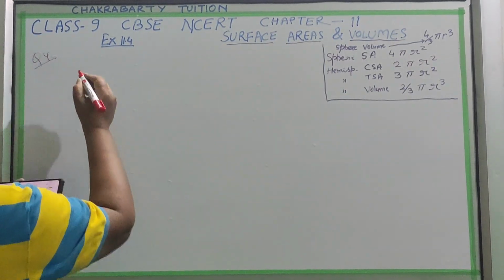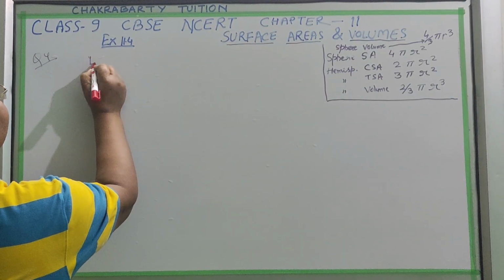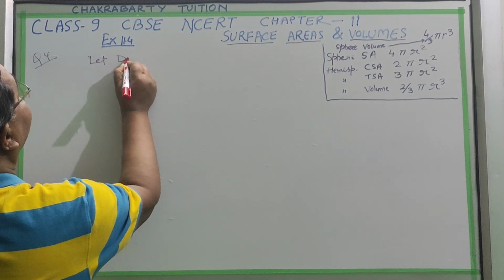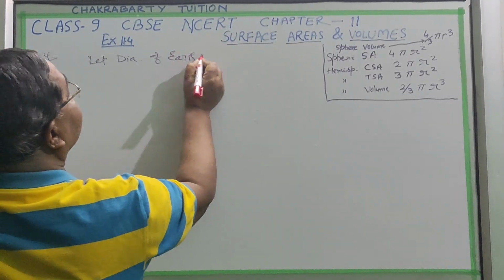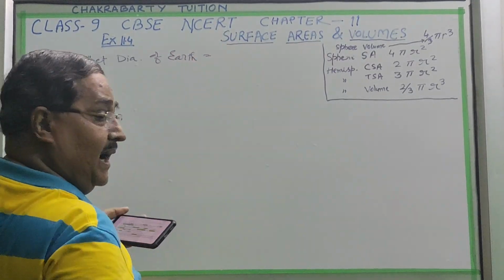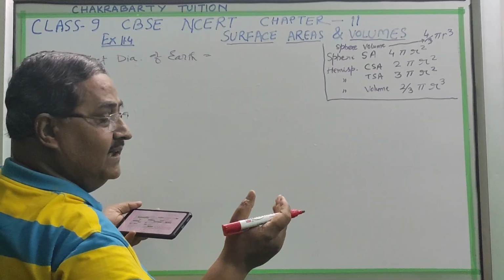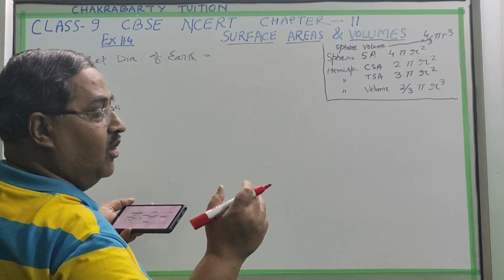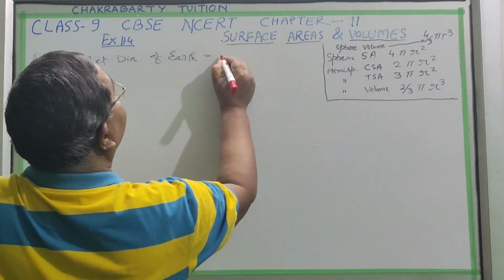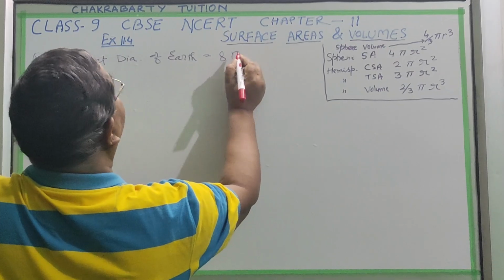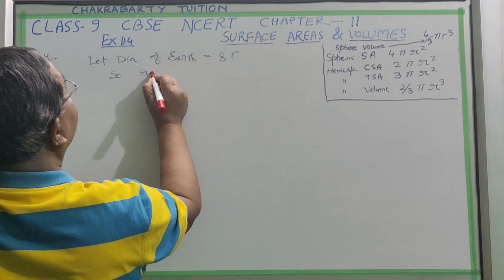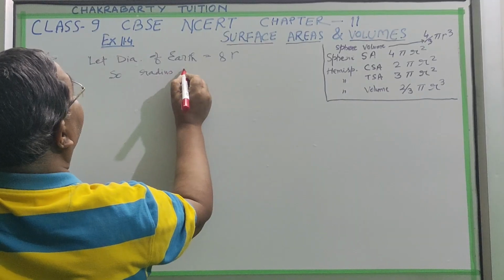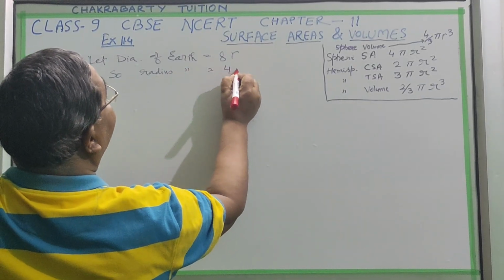So we will presume for earth, let the diameter of earth be such a figure which is divisible by 1/4. The diameter is 2, so 4 into 2 is 8. So we will presume it as 8r diameter. So the radius of earth will be 4r.